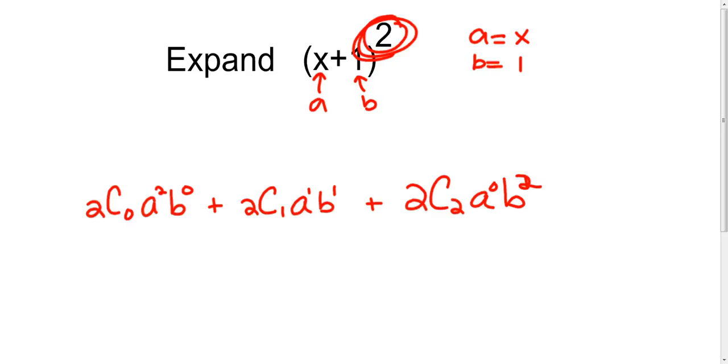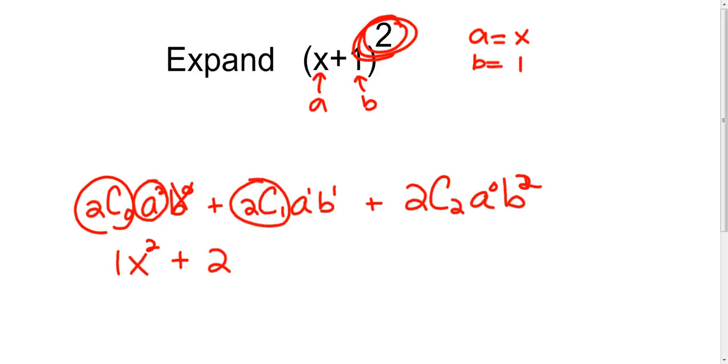Then you need to know numbers for this. So I punch in 2C0 on my calculator. That's 1. Okay? A is x, so that's x squared. B to the 0 is 1. Anything to the 0 power is 1, I don't need it. 2C1 is a 2. A to the 1 is the same as x to the 1. B to the 1 is the same as 1 to the 1. Okay, so 1 to the 1 is just 1, and I don't need it.